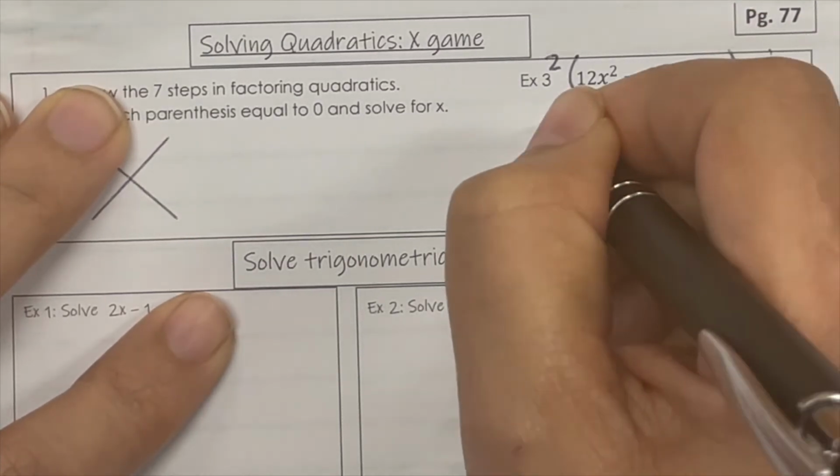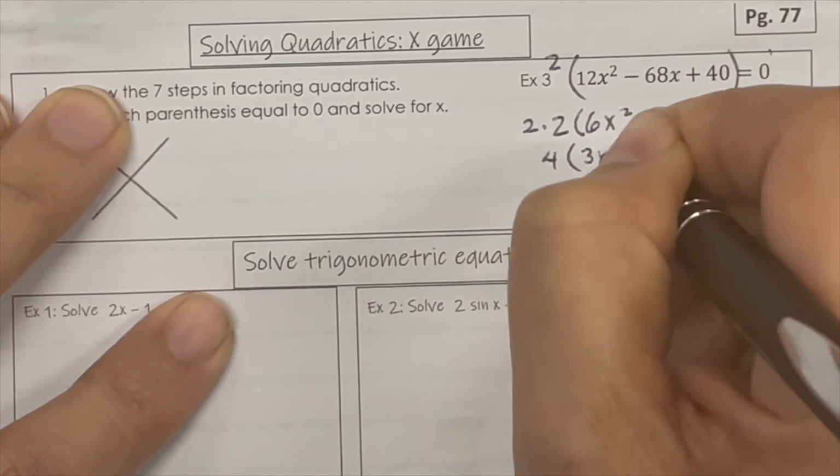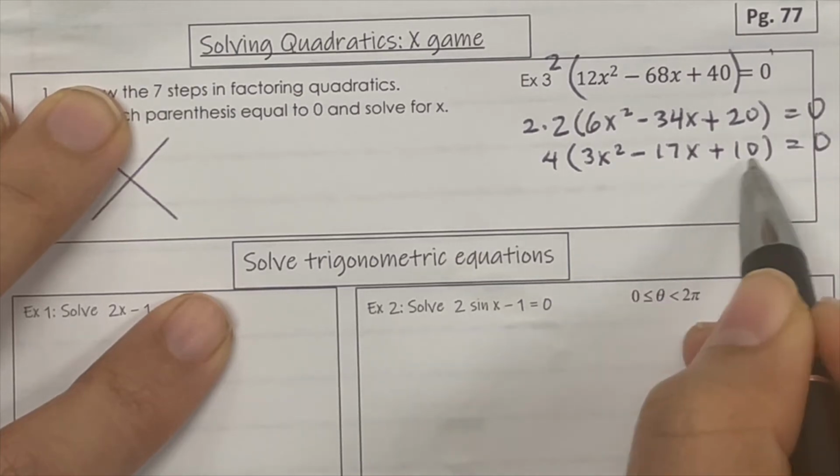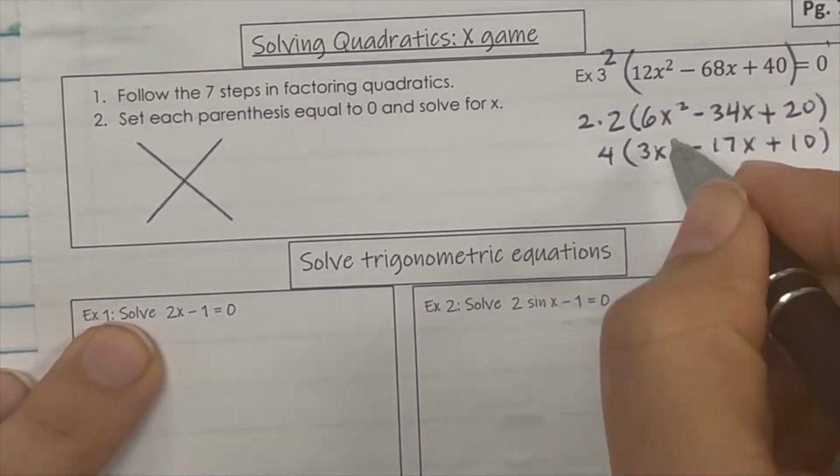These are still all even, so I can take out another 2. I have 4 outside now. Half of 6 is 3, half of 34 is 17, half of 20 is 10. All right, I can't take out anything else, so I'm good on that.